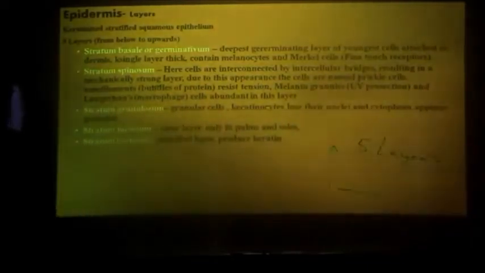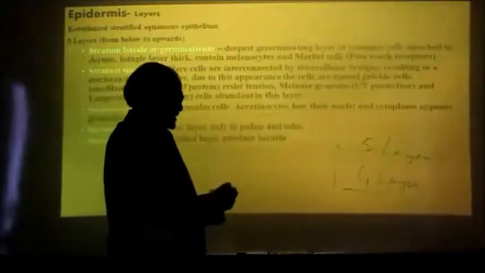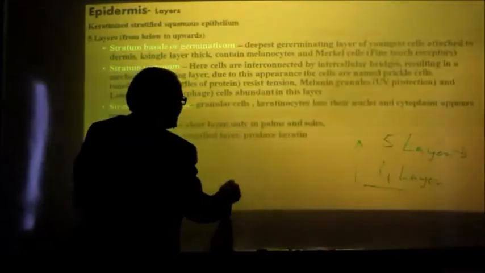But these 5 layers are restricted to those areas where the skin is thick skin, like the palms of the hand and soles of the foot. In other areas, we have 4 layers of epidermis. That is the thin skin arrangement. Now all these layers carry meaningful names. The first layer from below upward is the basal layer, stratum basale. The other name is germinativum, meaning it can germinate, it can grow. This is the deep germinating layer of youngest cells, and they are attached to the dermis.